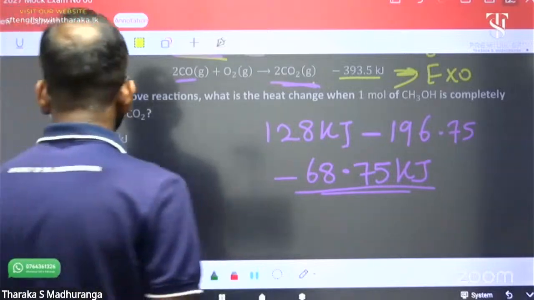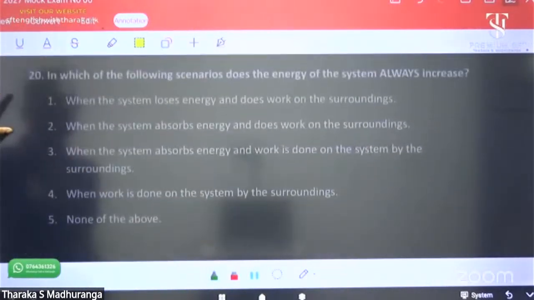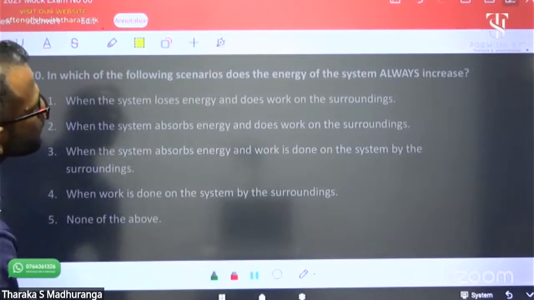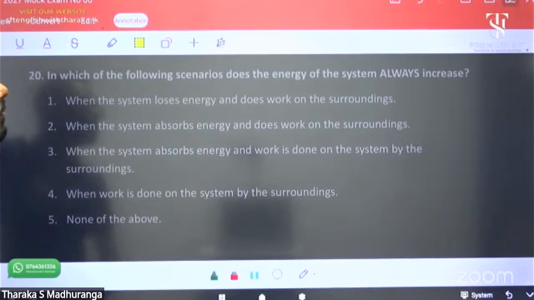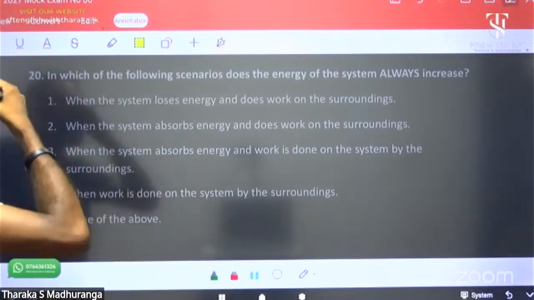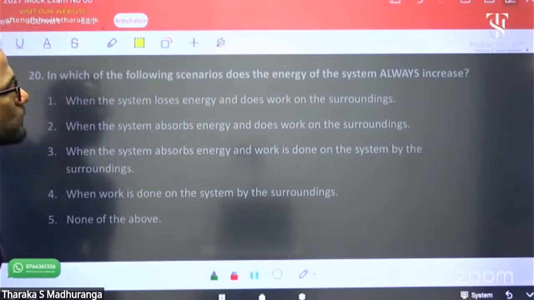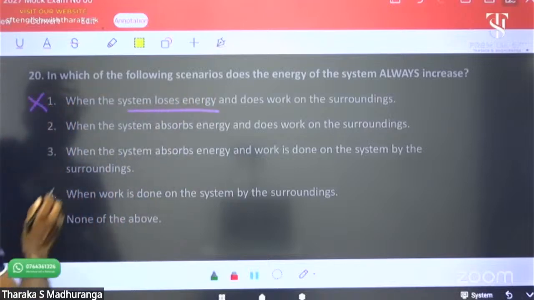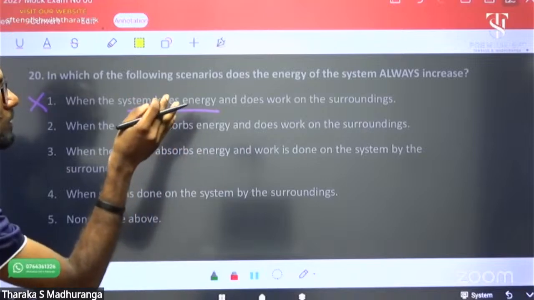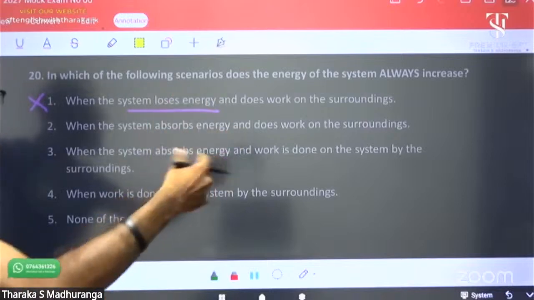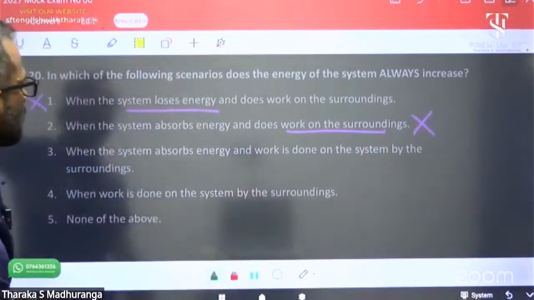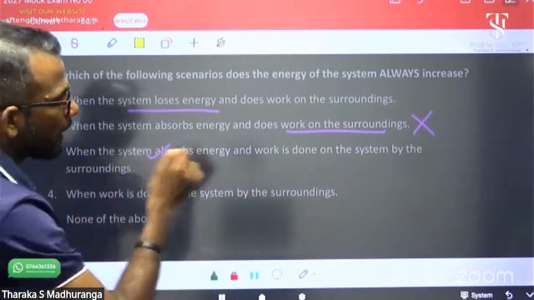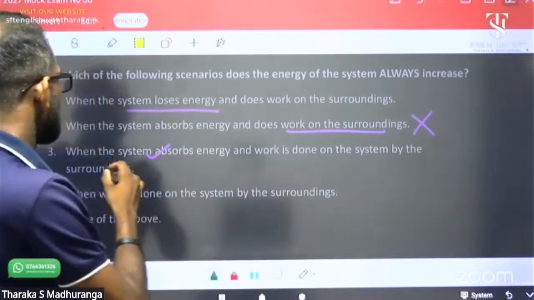Okay, questions 17, 18, 19 are a bit difficult. That's only the difficult questions. Okay, final question, very easy again. In which of the following scenarios does the energy of the system always increase? When the system loses energy and does work on the surrounding: system loses energy means decreasing energy, therefore this is not the answer. When the system absorbs energy, that's okay, and does work on the surrounding. When the system absorbs energy, that's correct, and work is done on the system by the surrounding, that's one correct. This is the answer.